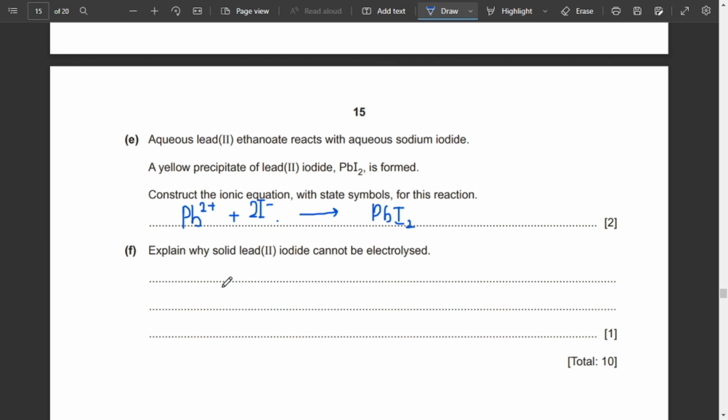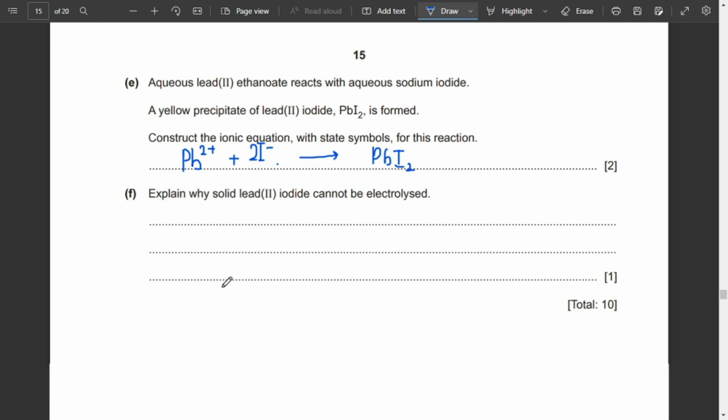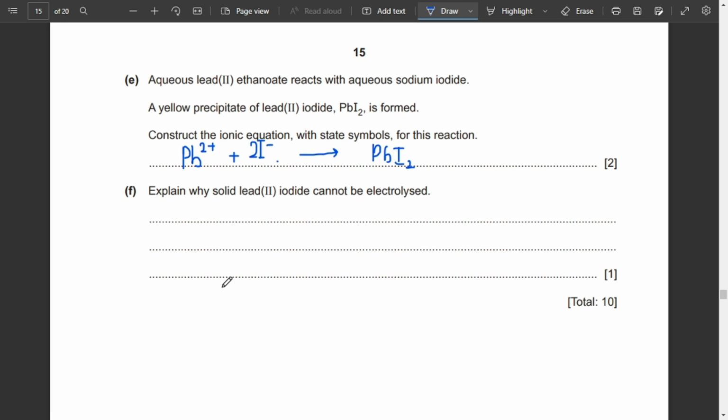Moving on to part F, explain why solid lead(II) iodide cannot be electrolyzed. Solid lead(II) iodide cannot be electrolyzed because it does not have any delocalized electrons, hence electrolysis cannot take place. So this is how you're going to solve this question and easily get 10 marks.